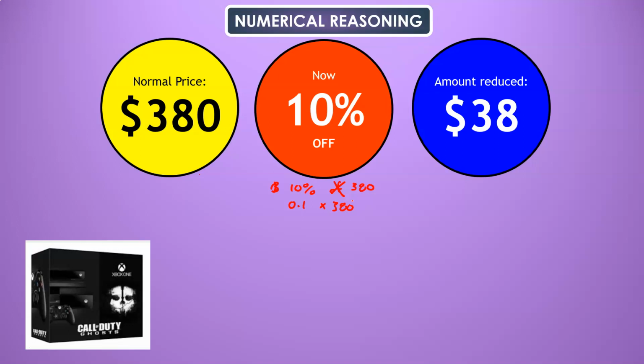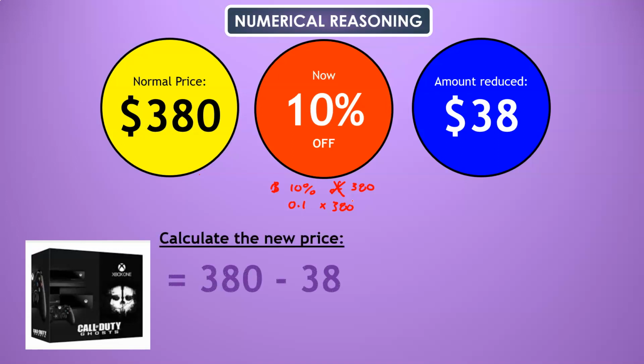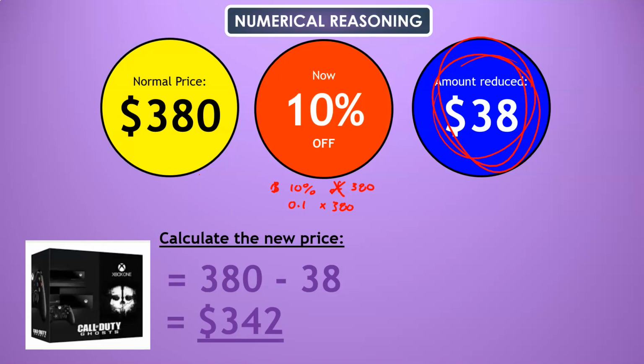So then to work out our question, if the normal price is 380 and we've got 10% off, what is the new price? So what we do is we take 380 and we take away our 38, and that gives us our new price of $342. Now, if that's the way you work out your answers, that's fine. The only thing is it will slow you down moving forward, and there'll be some questions that you find particularly difficult. So remember, the thing I want you to do is start thinking about using the multiplier.